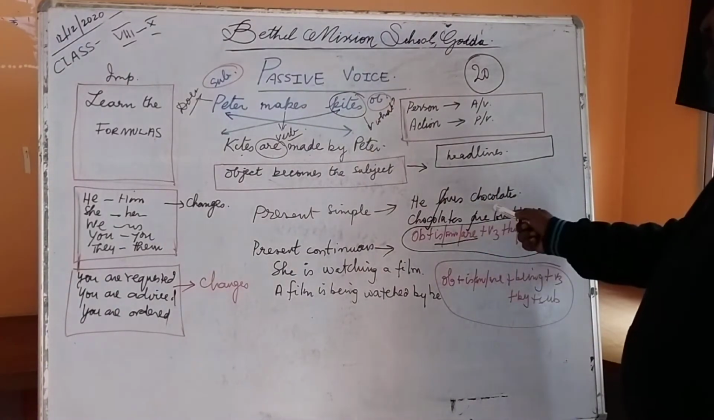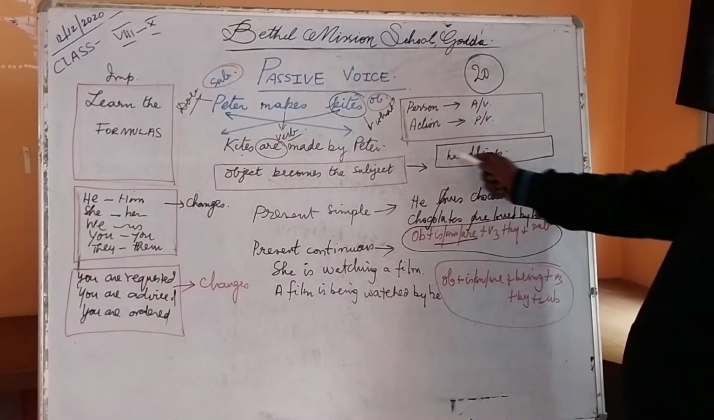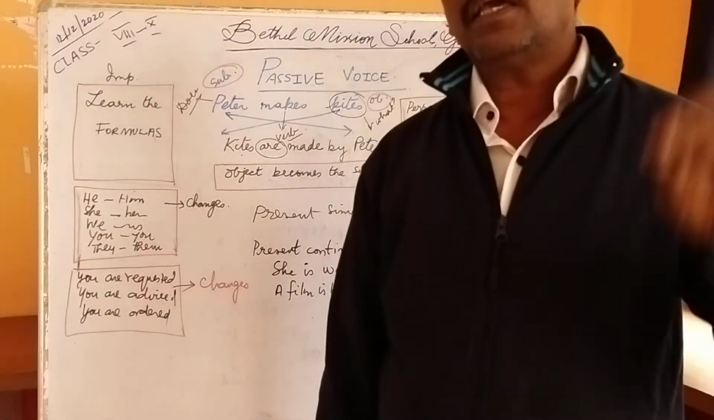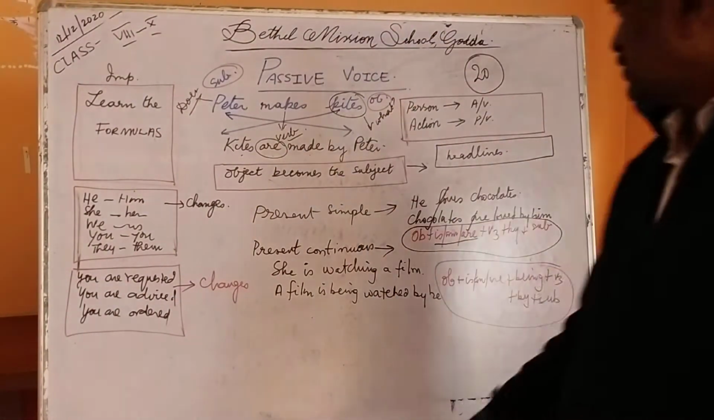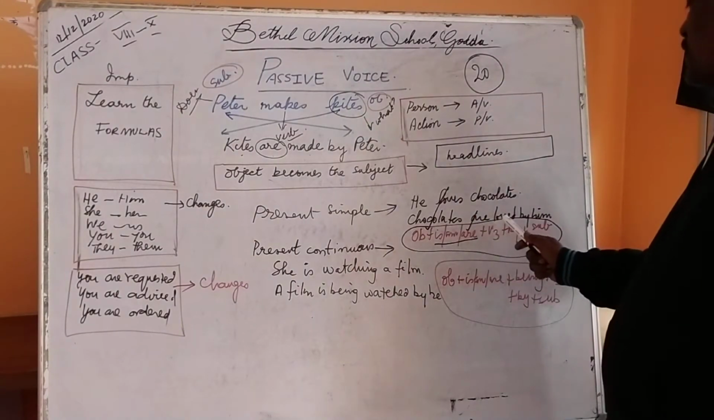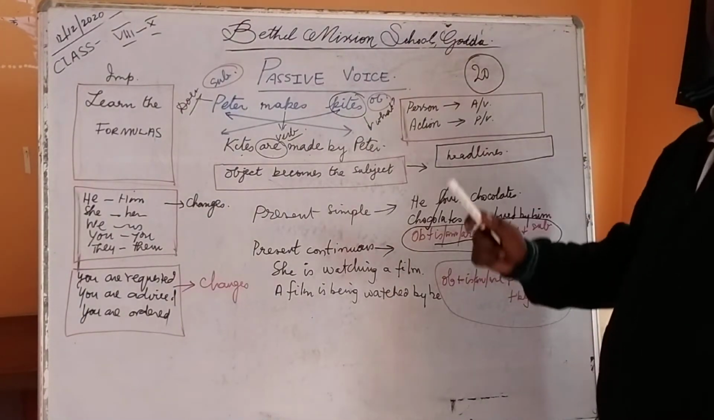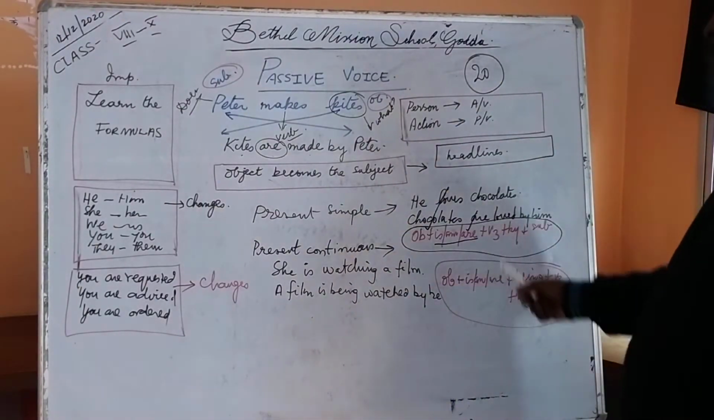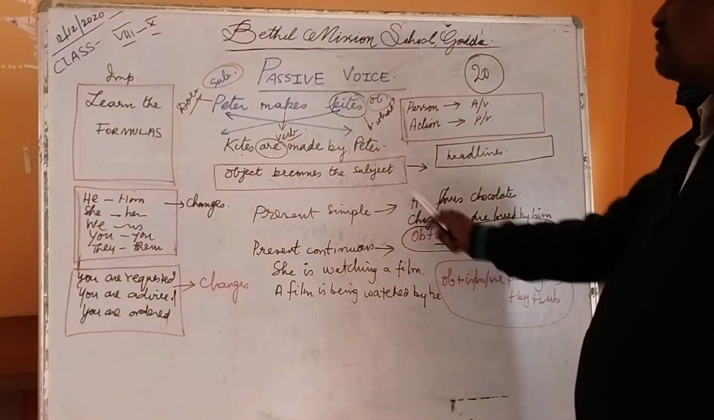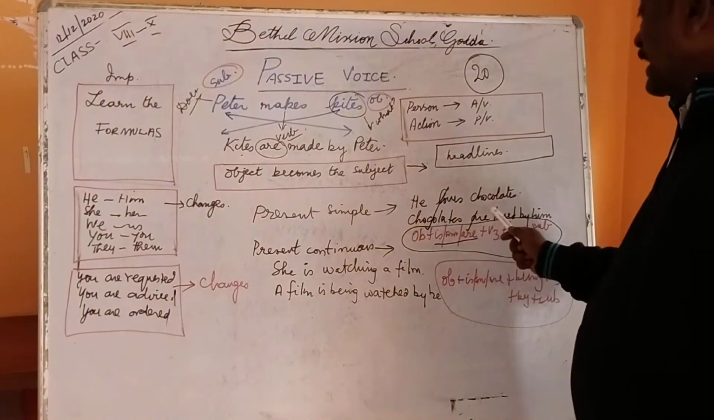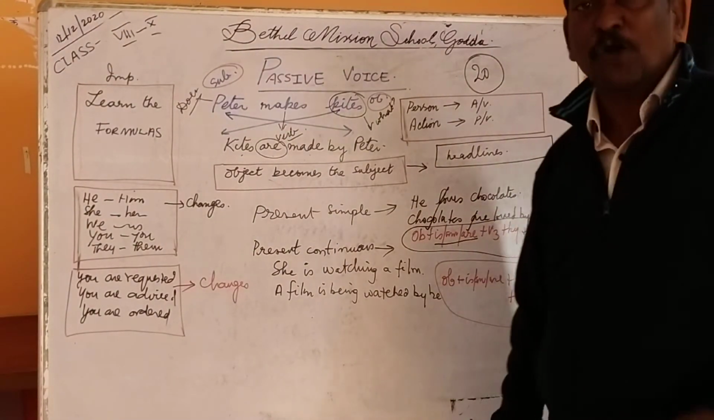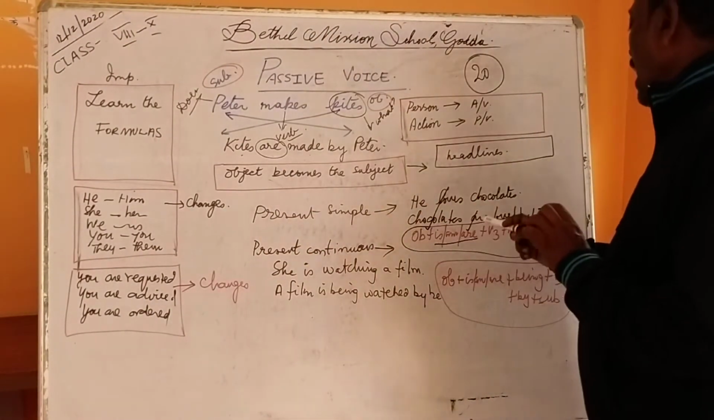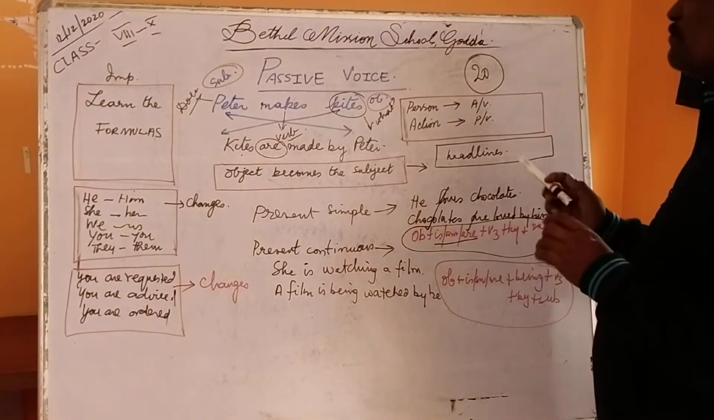So look at this sentence. I've given you another sentence based on the simple present. He loves chocolates. Chocolates are loved by him. So he is the subject, loves is the verb, chocolates is the object. Again, the object becomes the subject. Again, are. Why are? Chocolates is in the plural form. Chocolates are loved by him.